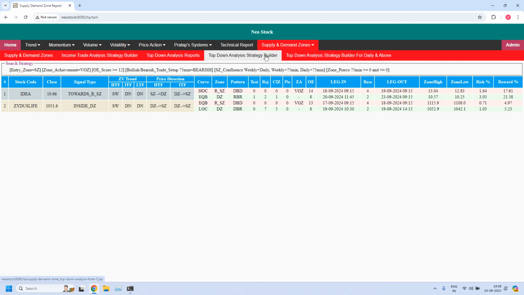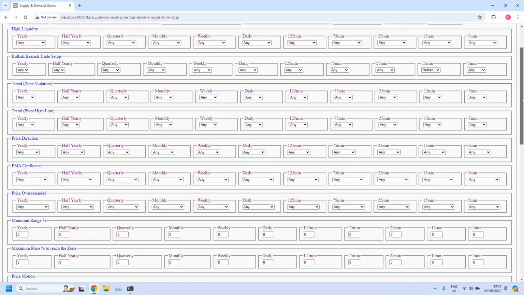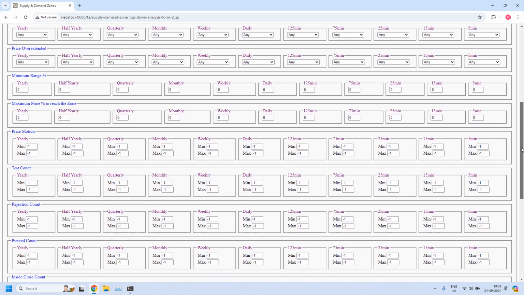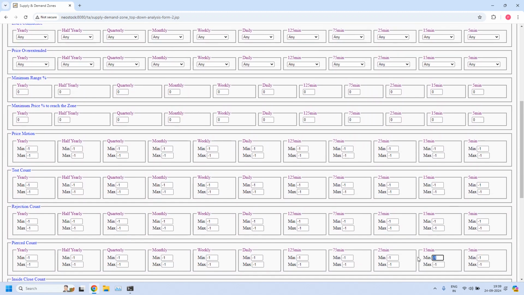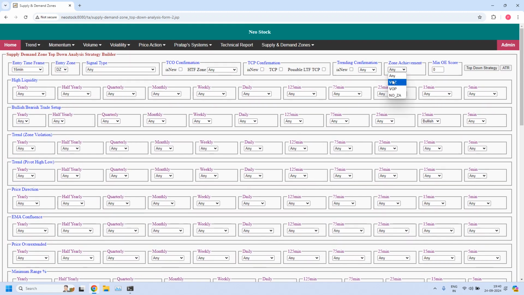Next set of the report, let us look for bullish trade setup for daily income trade. That is, the entry time frame is 15 minutes. Entry zone should be demand zone, and in bullish or bearish trade setup at 15 minutes time frame, I have to select bullish, and these 15 minutes demand zone should not be pierced. So in the pierced count at 15 minutes time frame, minimum value I am setting 0, maximum value I am setting 0. Zone achievement should be violated opposing zone, minimum odd enhancer score is 12.